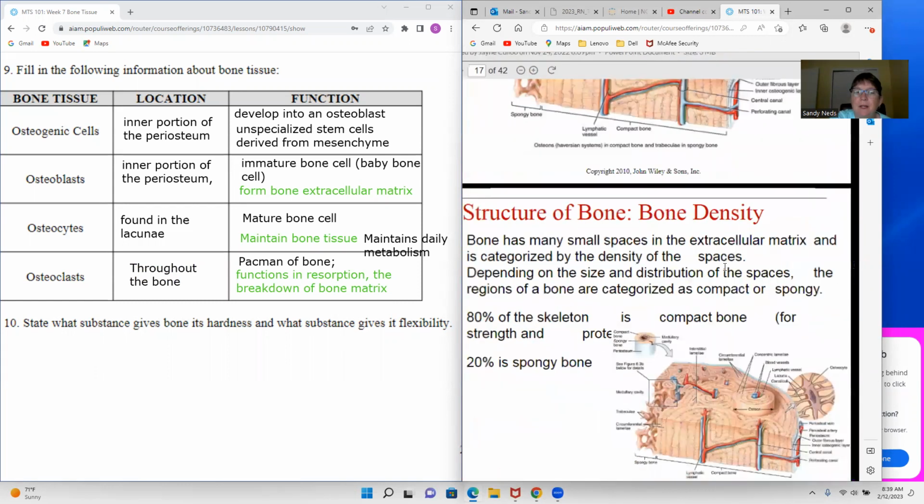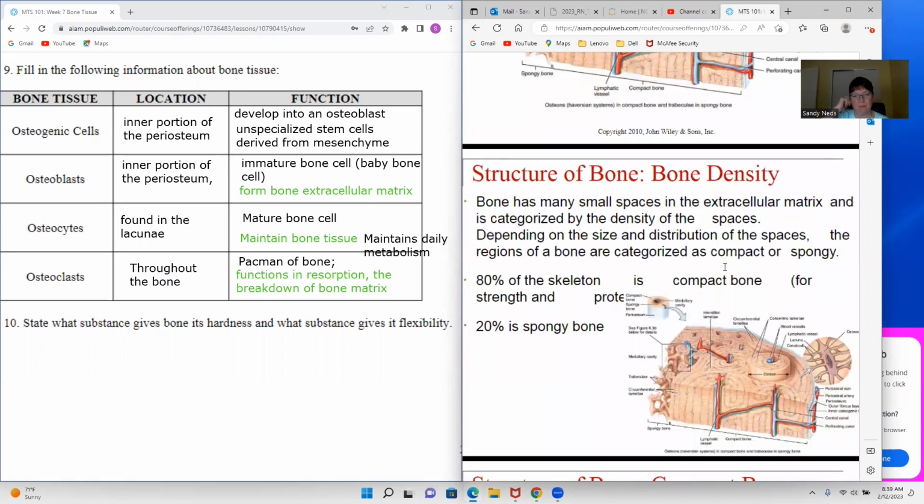So first, we want to talk about the structure of a bone. Bones have many small spaces in the extracellular matrix that are categorized by the density of the space. So we have spaces here and we have spaces here. Depending on the size and the distribution of the space, because this doesn't look the same as this, the regions of the bone are categorized as compact bone here and spongy bone here.